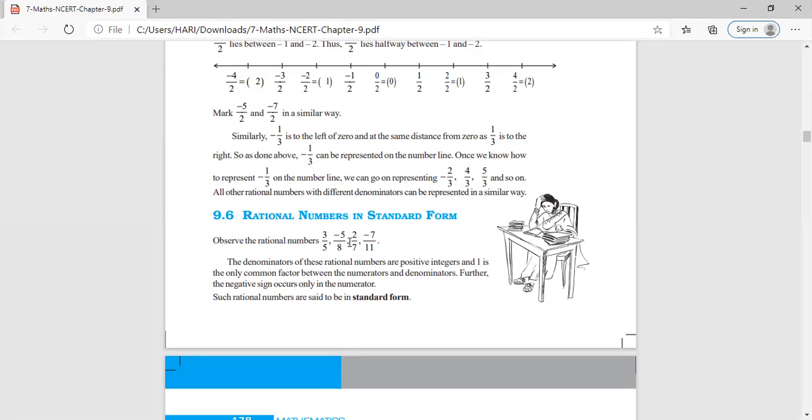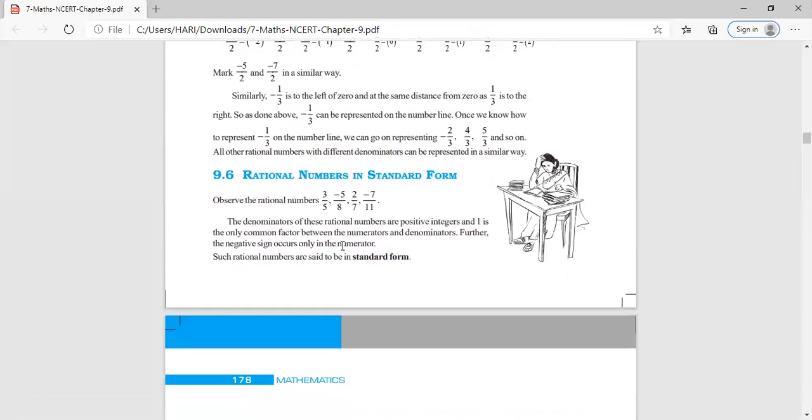Second thing, the rational number should be in the reduced form or in the simplest form. See here, 3 and 5. Both the numerator and denominator have no common factor other than 1. Or we will take the second example, minus 5 by 8. 5 and 8 have no common factor other than 1. Only one common factor is there, that is 1. And if we represent the rational number this way, keeping the denominator positive and the fraction in the simplest form, then it is said to be in the standard form.